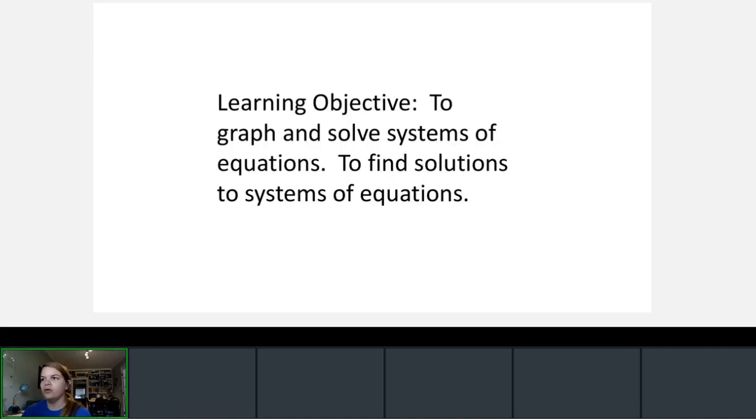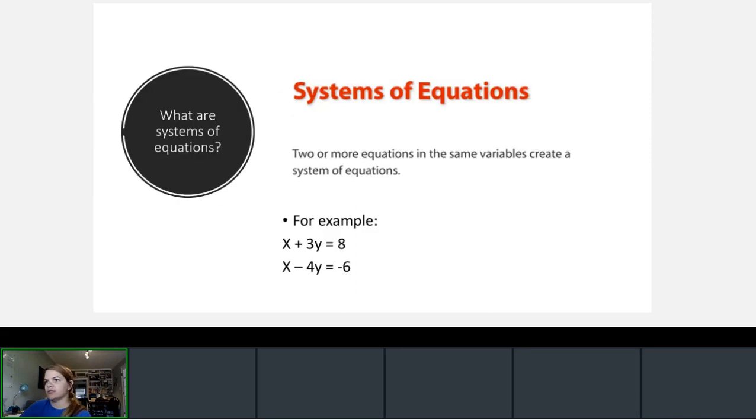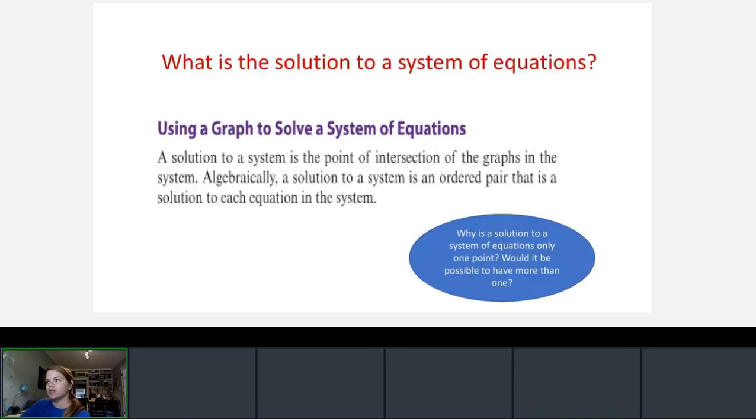Because today our goal is to graph and solve systems of equations. So we're finding solutions to a system of equations. What are systems of equations? Well, it is 2 or more equations that have the same variable, and that will create a system of equations. For example, we have x and x, y and y. So that is a system of equations. What is the solution to a system? A solution is the point of intersection. So one way to solve a system of equations is to graph. Okay.